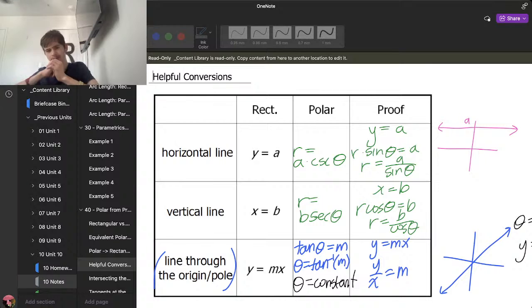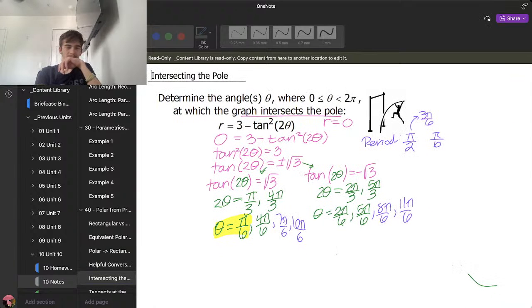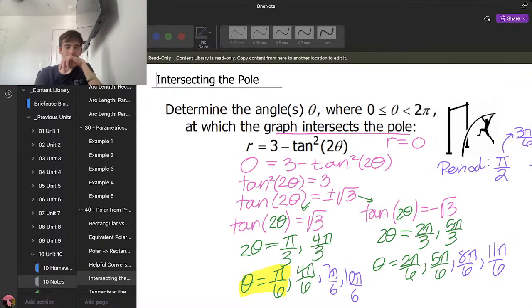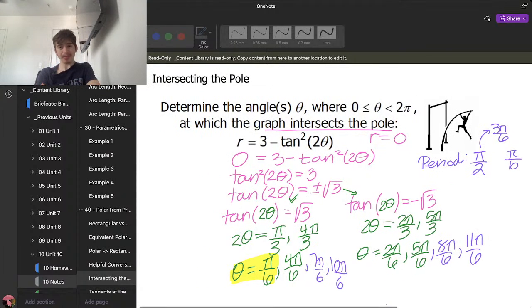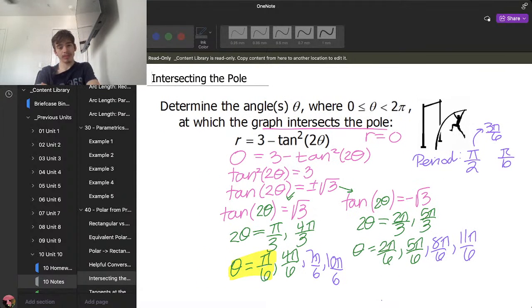I'm going to leave this on here. Find the period. The period of tangent is pi. Pi divided by 2 is your new period. So find what your theta is, and then add your period to find every single point within the bound.